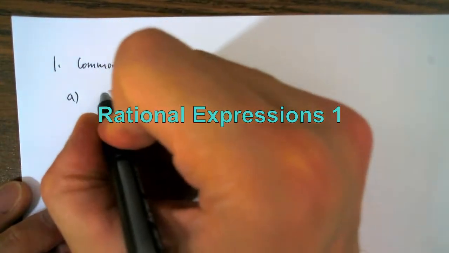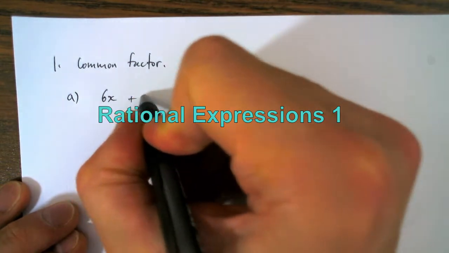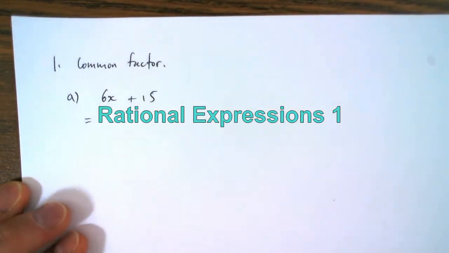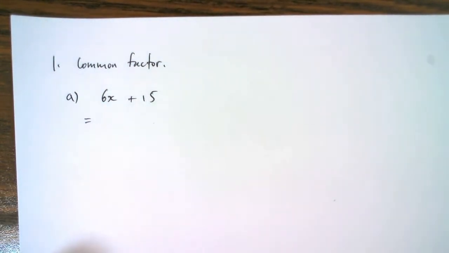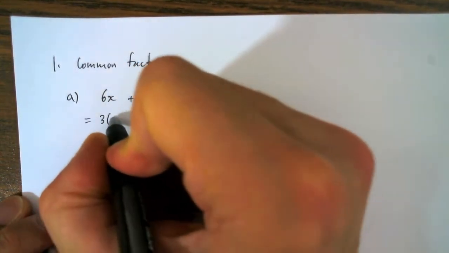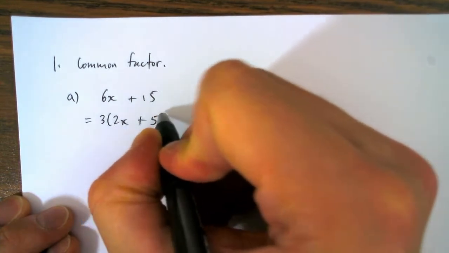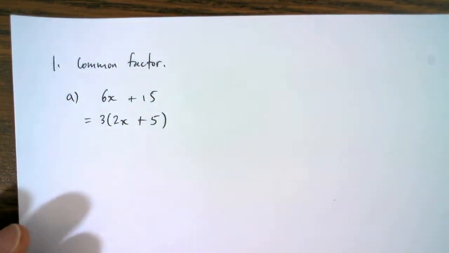We're going to common factor some expressions. In this expression, we have two terms, 6x and 15. They are both divisible by 3. Therefore, we can common factor out a 3.